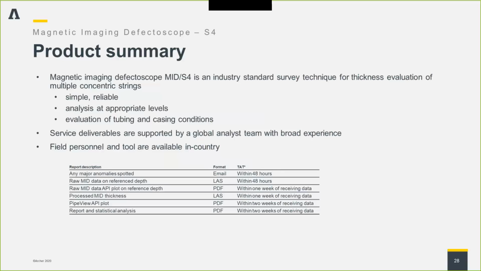And of course, the field personnel and the tool would be available in the country that we're operating in. So the table at the bottom is just an idea of the turnaround time for the specific answer products. Any major anomalies we'll spot from the raw data, and we do that fairly quickly. Then we can present the raw data, and after that we start presenting the pipe view, with thickness calculations, and we can do the full statistical analysis with the report and everything in there in detail within 2 weeks of receiving the data.